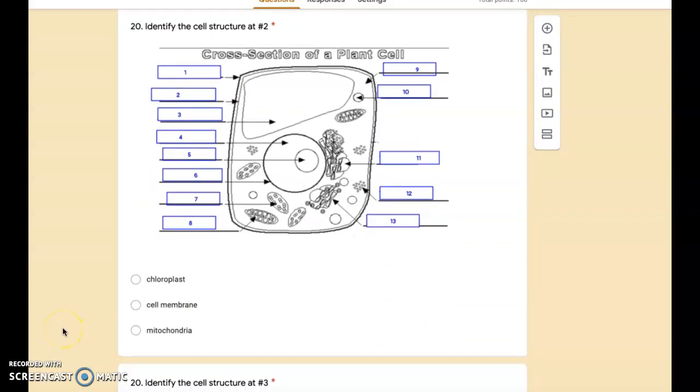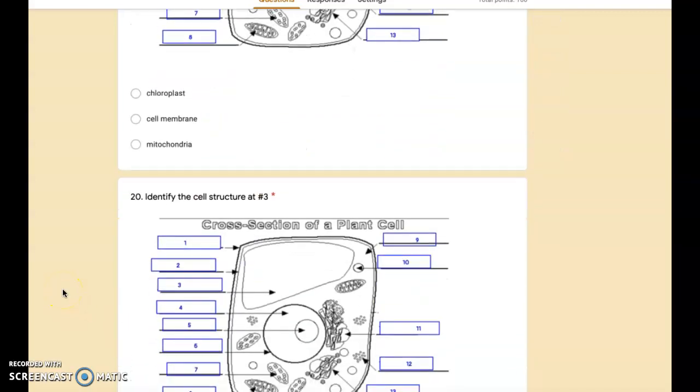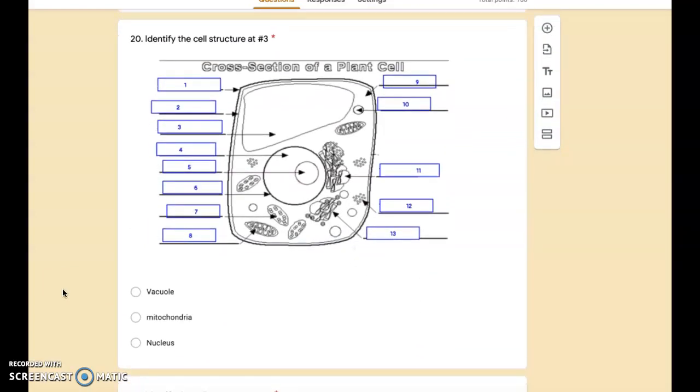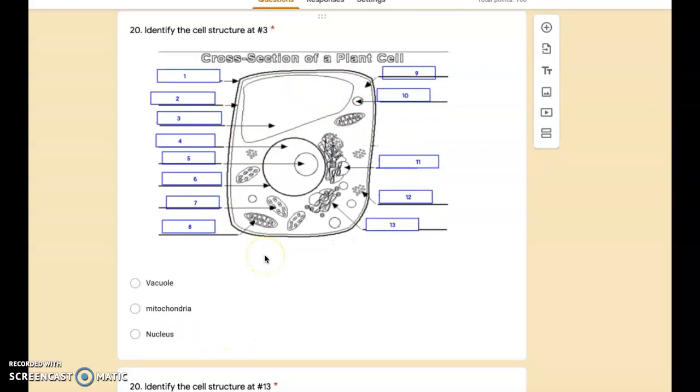Number 21, identify the cell structure at number 2. So this is the second layer surrounding the plant cell. Is it the chloroplast, the cell membrane, or the mitochondria? Number 22, identify the cell structure at number 3. So this is this large sac in the plant cell. Is it a vacuole, a mitochondria, or a nucleus?